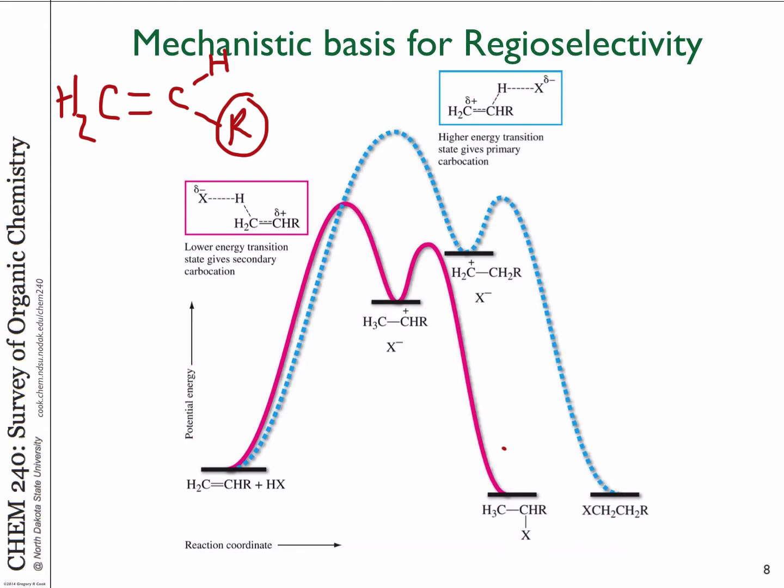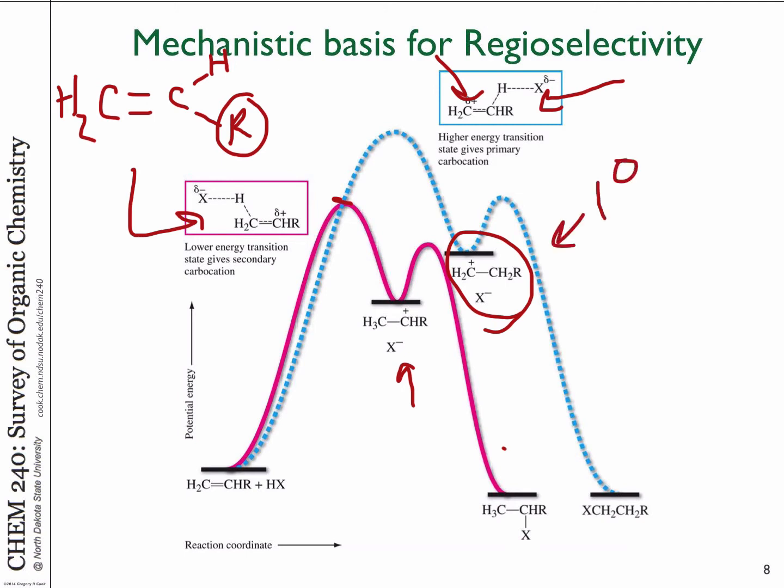If you add the hydrogen to the end carbon, you'll get this transition state and then this intermediate on the left. And if you add the hydrogen to the carbon that's on the inside of the double bond, it puts the plus charge out on the end to form this carbocation, which is on the right. Okay. This one happens to be a primary carbocation. This one is a secondary carbocation.